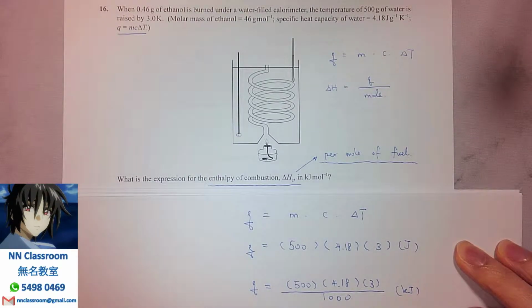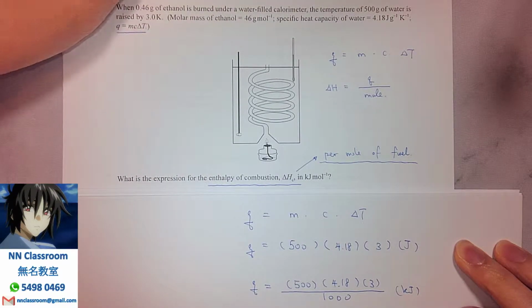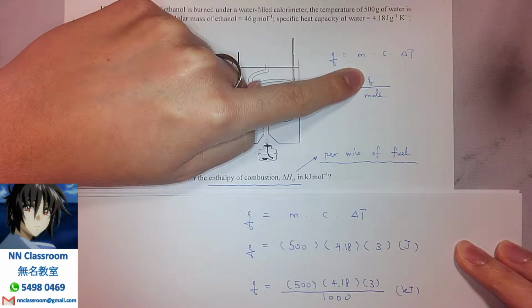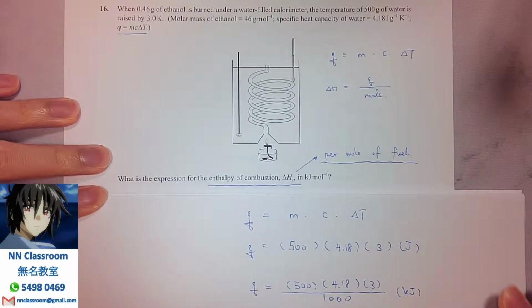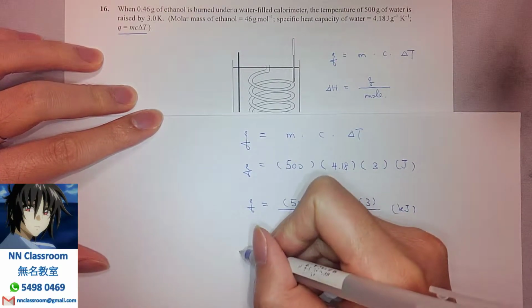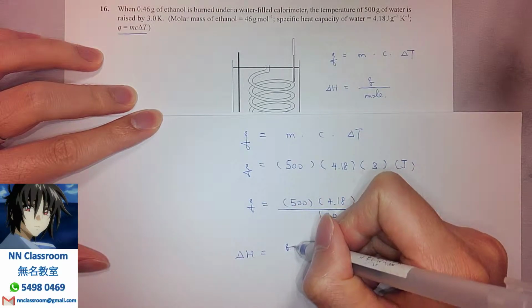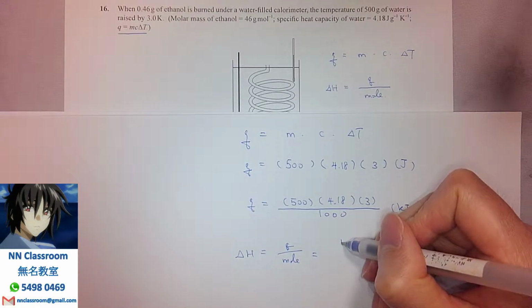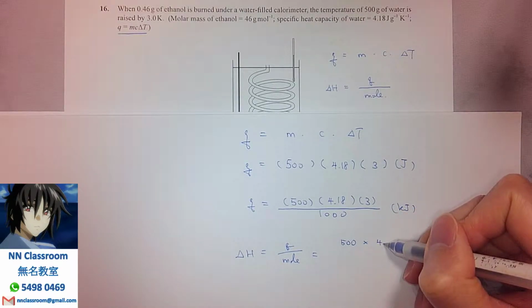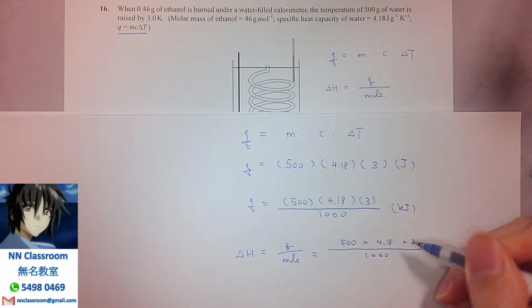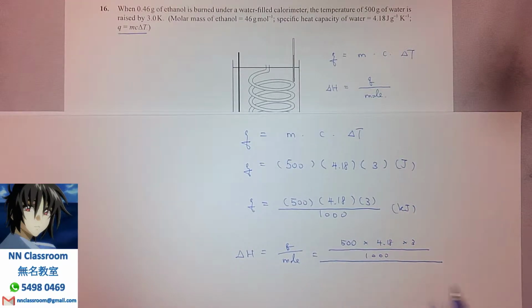Alright, so afterwards, as mentioned before, the first step that we have done is Q equals mc delta T. So what's the next step? We put the Q divided by the moles. So I just write down there. In that case, the delta H will be equal to the Q divided by the moles. So that will be our top number, 500 times 4.18 times 3 over 1000, and this number over the number of moles.